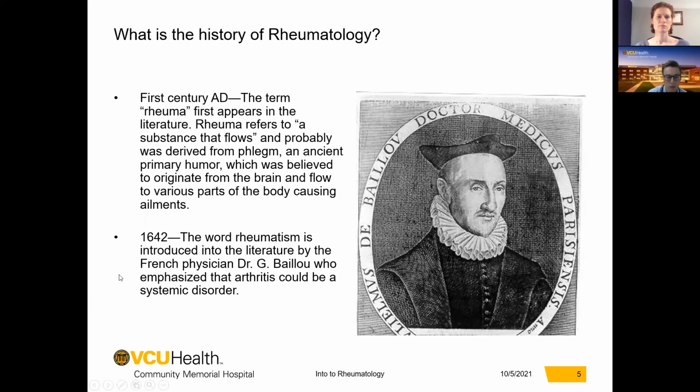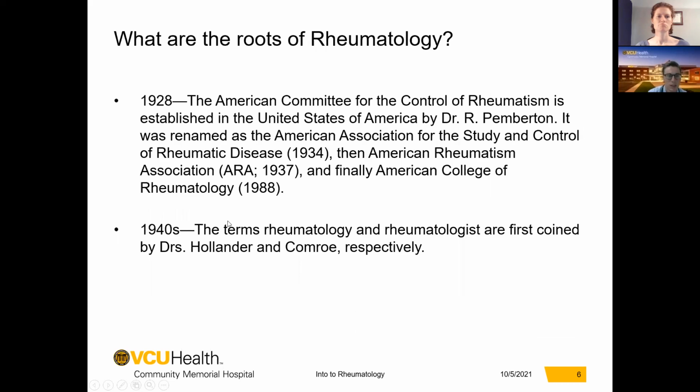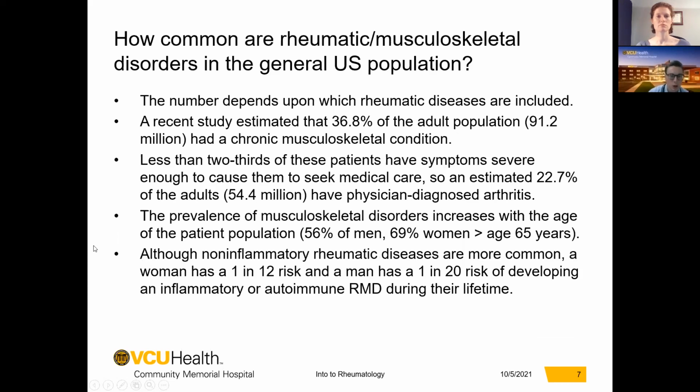concept that a systemic inflammation could be causing arthritis, by this guy, Dr. Bayou. Then in 1928, the American Committee for Control of Rheumatism was established, which eventually evolved into the American College of Rheumatology, which is what most rheumatologists are a part of. And this term, rheumatology, was coined in the 1940s by Dr. Hollander and Dr. Commonwealth.